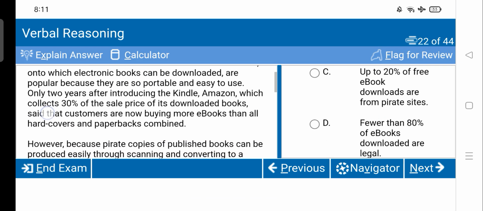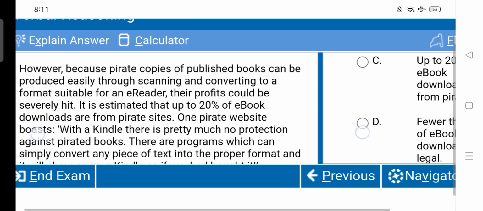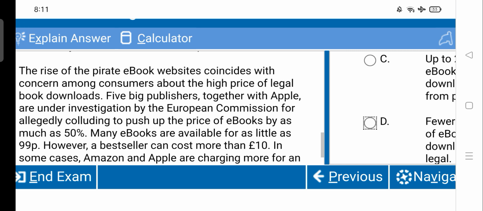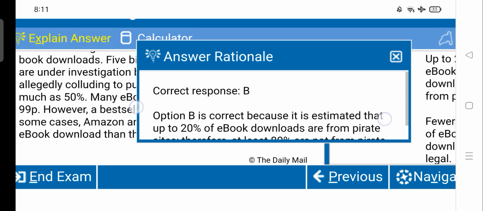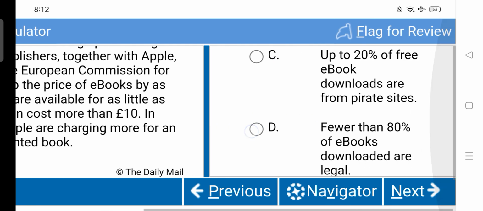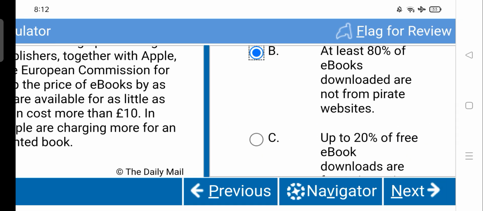So now we have different passages to find out our answers. Option B is correct because it is estimated that up to 20% of ebook downloads are from pirate sites. Therefore, at least 80% are not from pirate sites. So we have option B as the correct option.